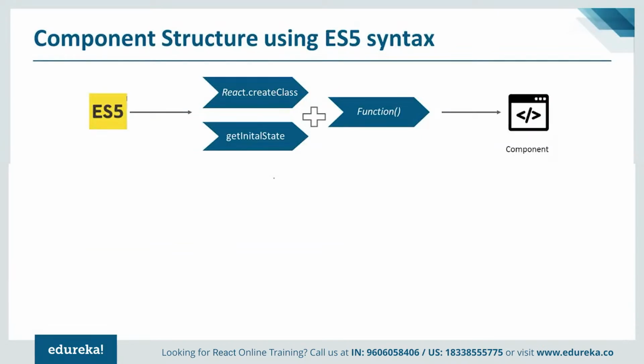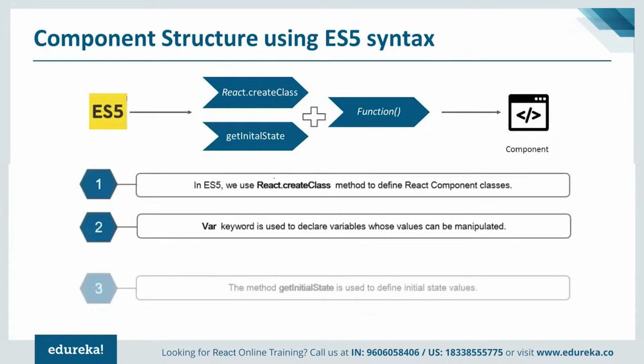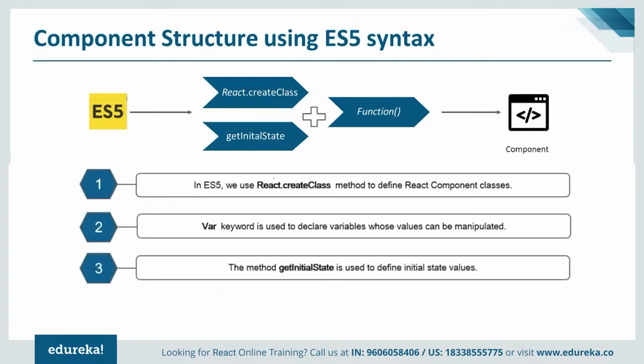Now component structure using ES5 syntax. What happens in ES5? In ES5, we have React.createClass and a method called getInitialState. These two are combined as functions and the component is rendered. So in ES5, we use the React.createClass method to define the React components. Just like we saw in the example before, we declared a simple HelloMessage component using React.createClass.